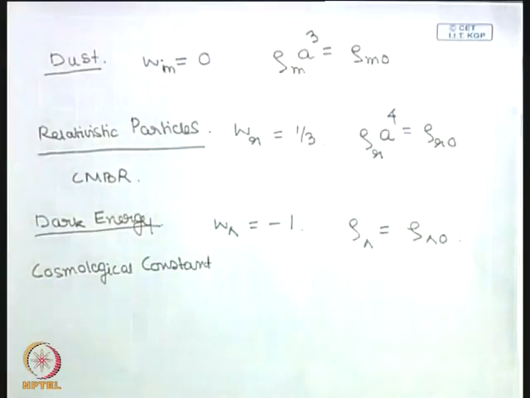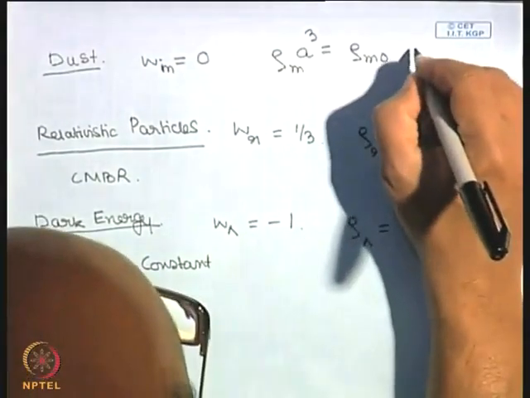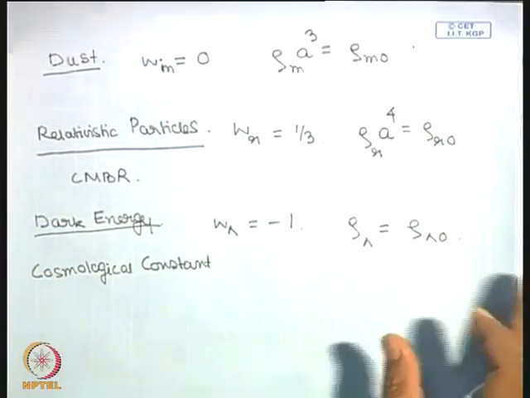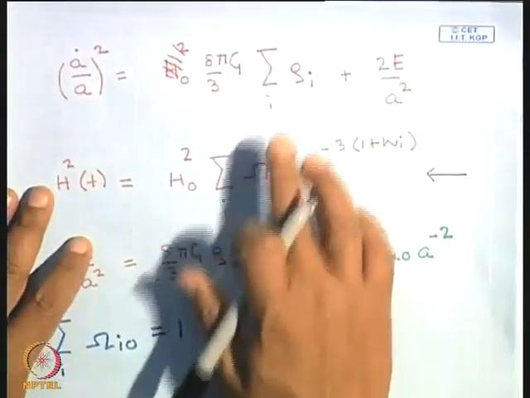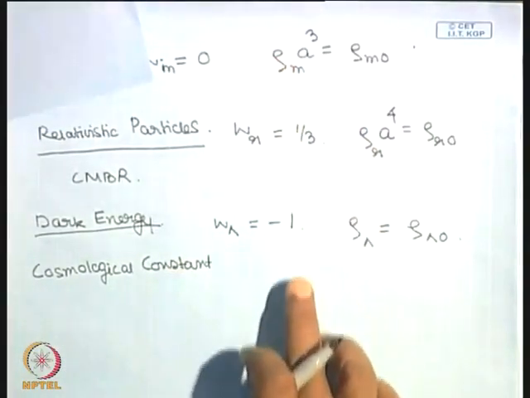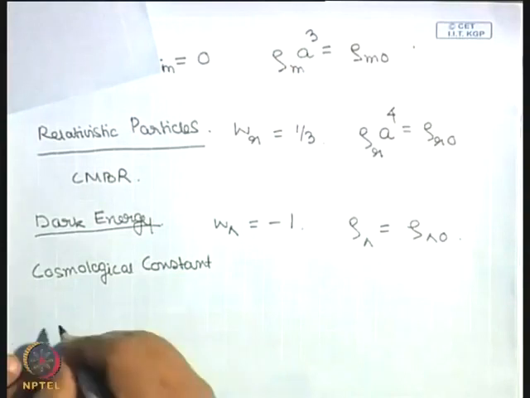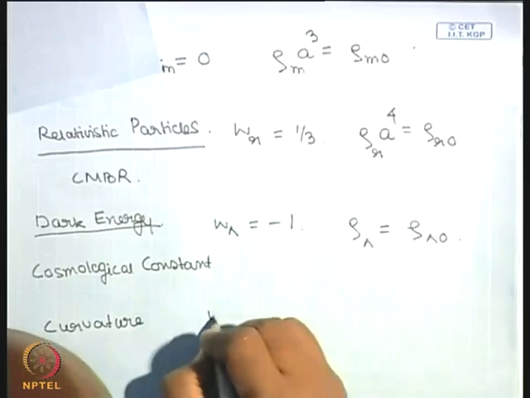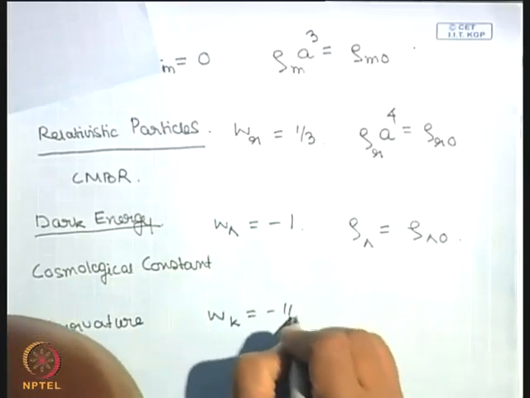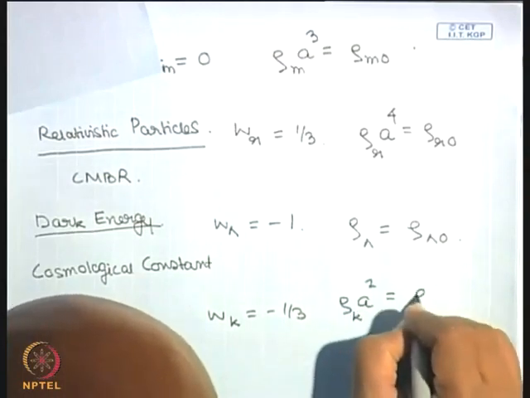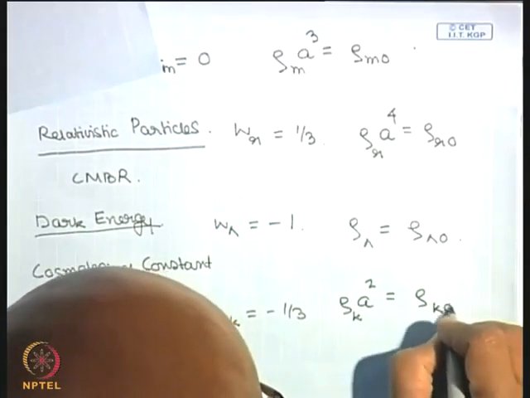So let us briefly just look at the solutions. Before we look at the solutions, let us look at the behavior of the right hand side of this equation in a situation where we have a combination of all these terms. And we have the curvature also. Let me put the curvature here on the same paper. For curvature, this is equal to minus 1/3, and rho curvature a square is a constant.